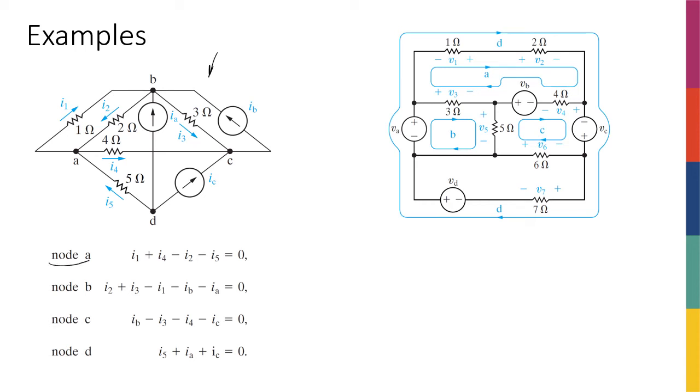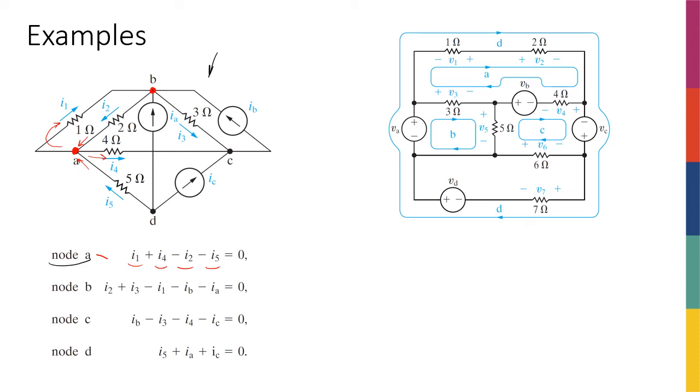So for node A, which is this one, let me use red color. Yep. For node A, I can see that I1 is going out of the node, I4 is also going out of the node, but I2 is coming into the node and I5 is also coming into the node. So you can see that I2 and I5 have a negative sign, and I1 and I4 have a positive sign. I can look at node B. Here I have 5 different branches.